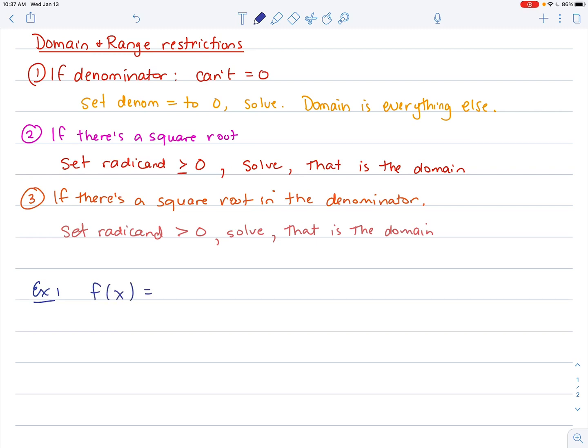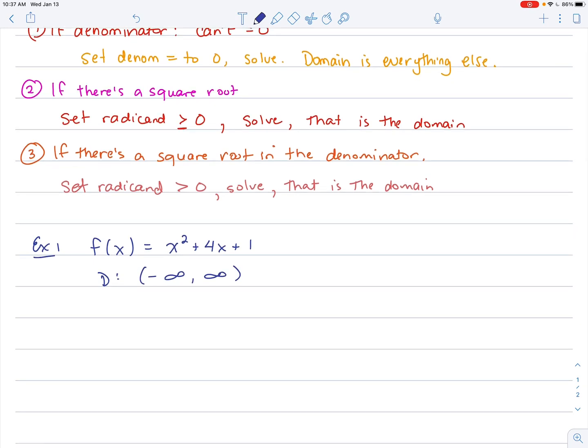So this would be one that has no restrictions. It doesn't have a denominator, it doesn't have a radical. So the domain would be all real numbers, which means negative infinity to positive infinity. There's no restriction. Any number can be plugged in for x.